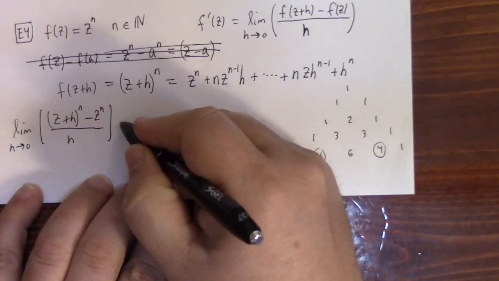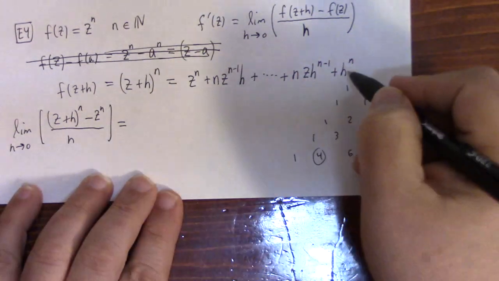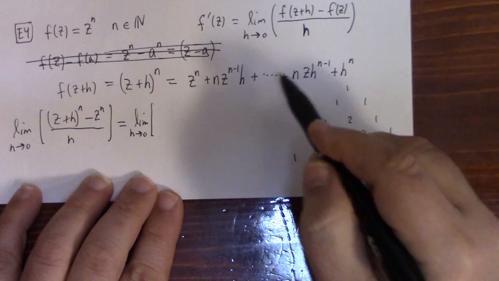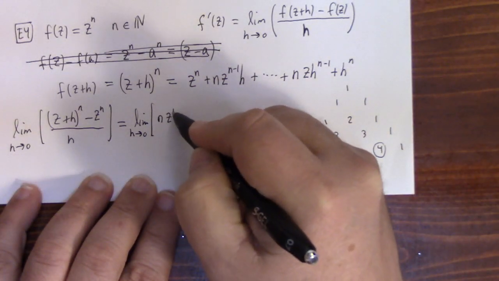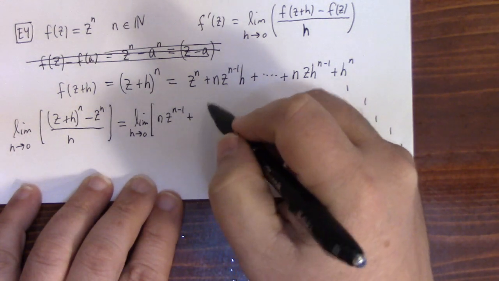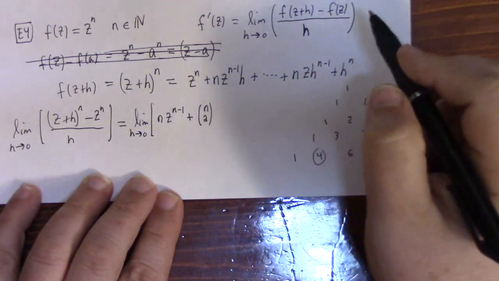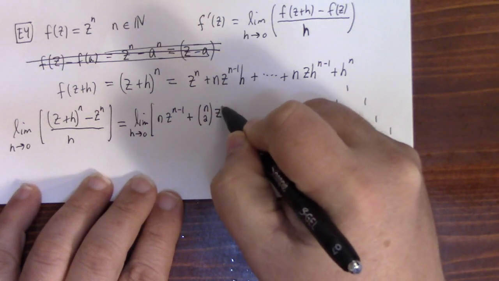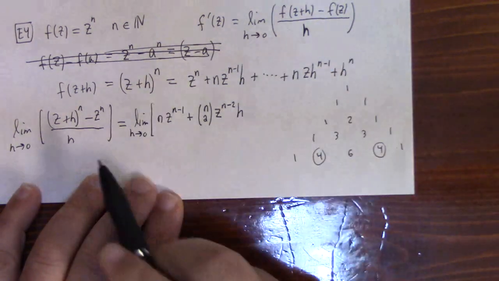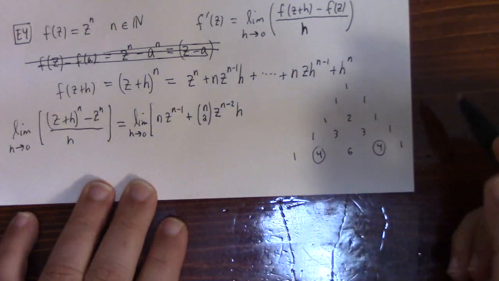Well, the z to the n's cancel, right? And the h's reduce as well. So you get the limit as h goes to 0 of n z to the n minus 1, and then the next coefficient, which I forget the formula for, I'll just call it n choose 2. Whatever that is, it's a number, not terribly important what it is, times z to the n minus 2 times h. See, there was an h squared here, but the division by h canceled it. This h cancels with that h and gives me just the n z to the n minus 1 term.